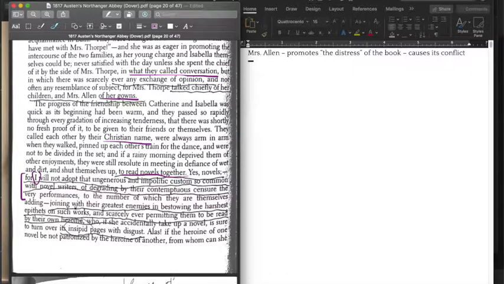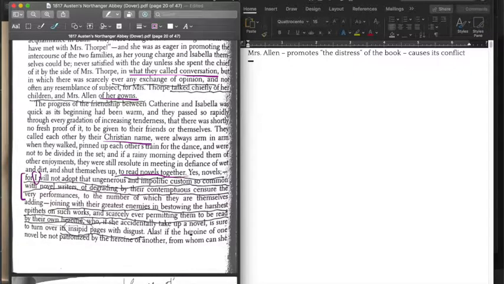I will not join with... this is what they do. "They join with their greatest enemies in bestowing the harshest epithets," this like titles, "on such works, and scarcely ever permitting them to be read by their own heroine." Like, she's like, novel writers never let their characters read books. She's like, this is ridiculous. You're a novel writer. Make your characters read books.